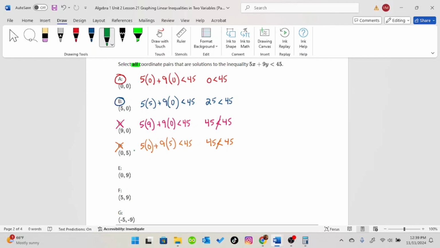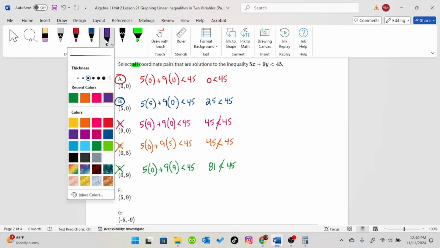Choice E. 5 times 0 plus 9 times 9 should be less than 45. 5 times 0 is 0. 9 times 9 is 81. 81 is not less than 45, so E is not a solution to the inequality.